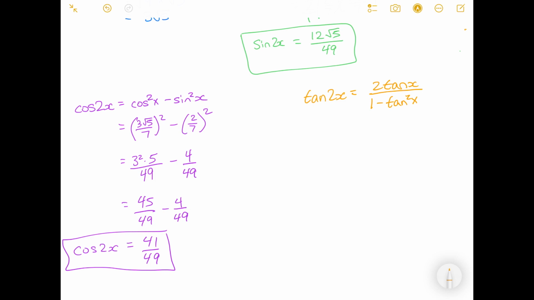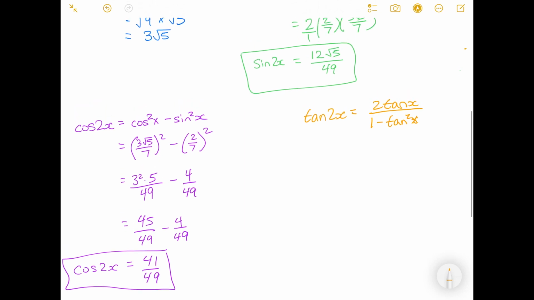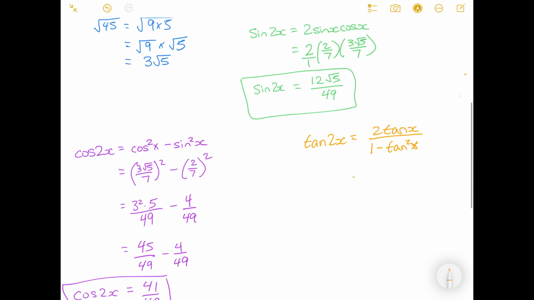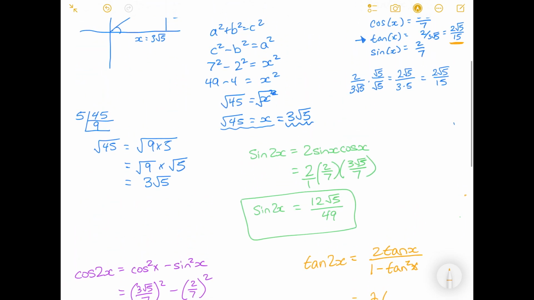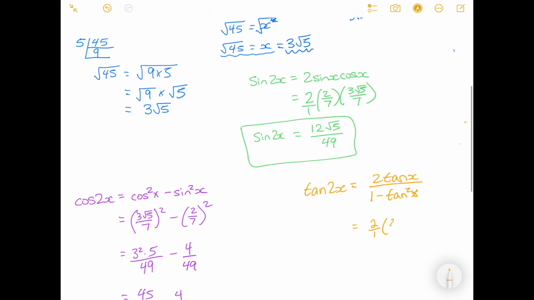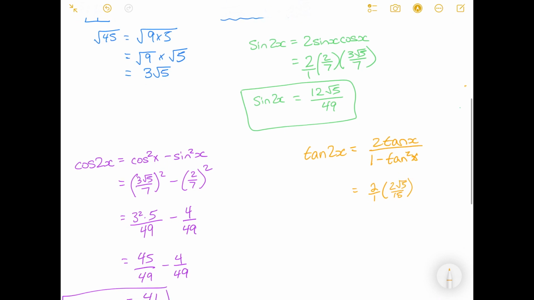There we go. So tan is always a bit more annoying to work with. We got more fractions. It's not as much fun. But this is right from your formula sheet, and we just keep plugging stuff in. So 2 tan x, that's 2 over 1 times, what was tan x? Let's go with our rationalized denominator, 2 root 5 over 15. And all of that over 1 minus 2 root 5 over 15 squared.